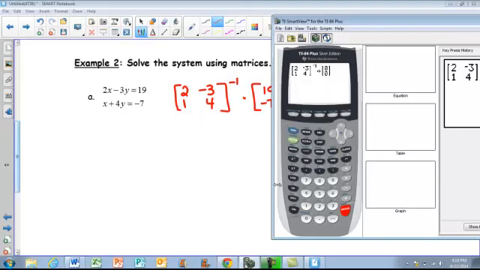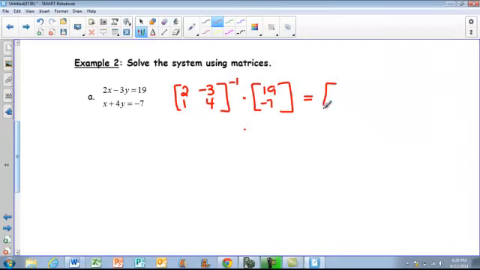And I'm going to enter in 19 and -7. Arrow out. So I get the matrix answer of 5, -3.